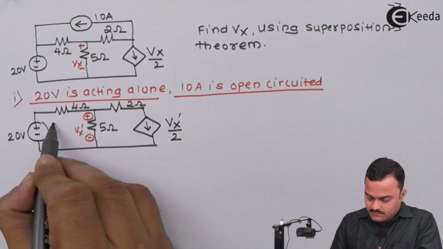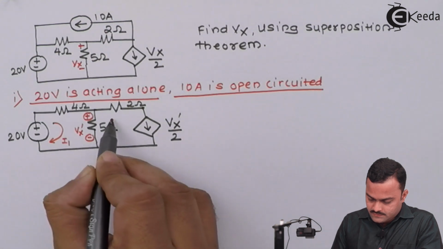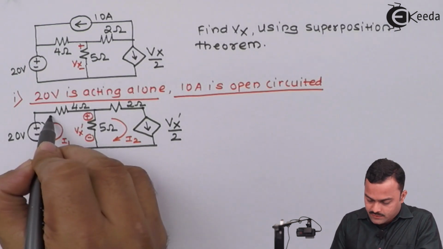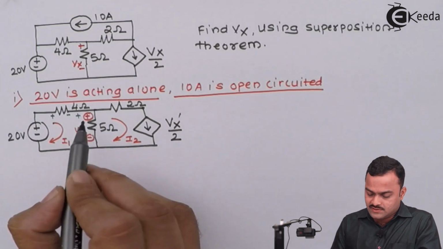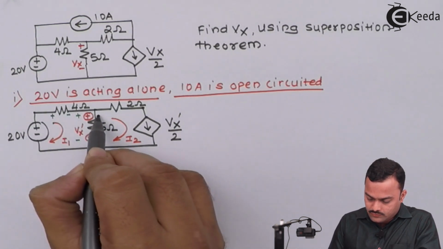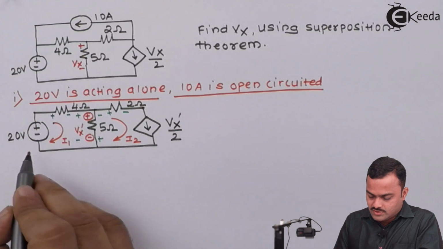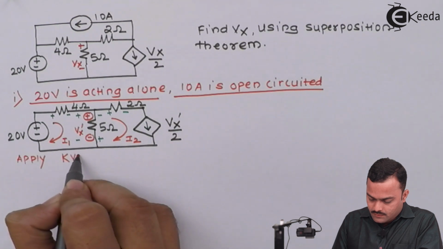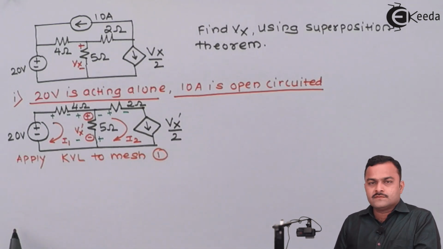Two meshes are there. So we will get two currents, I1 and I2. Depending upon the current direction, we will get the voltages across all the resistors. Despite the polarity given by them, still we will mark our own polarity because this has been caused by I1. And for the I2, we will get voltage polarities like this. Now we are ready to apply Kirchhoff's voltage law to mesh number 1.